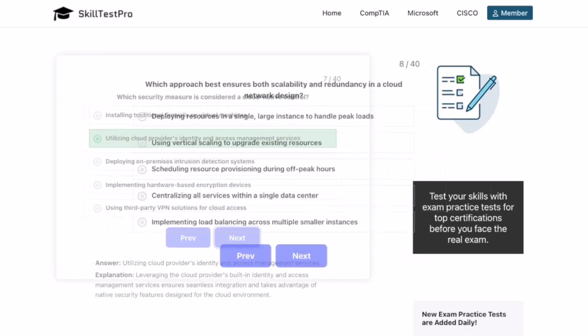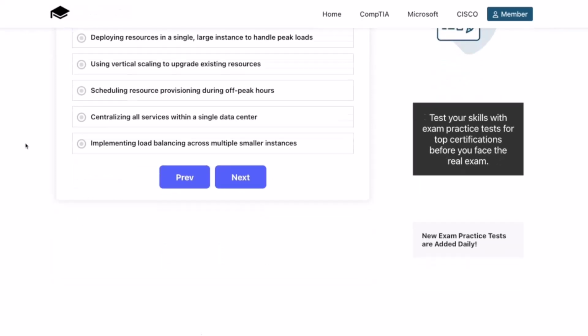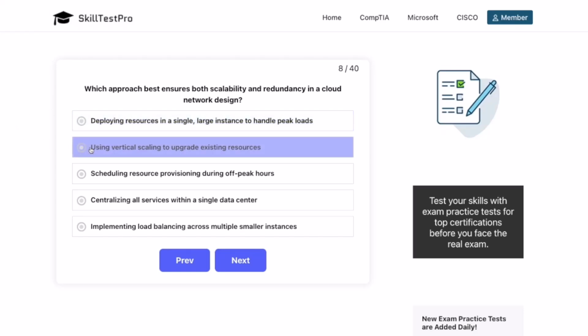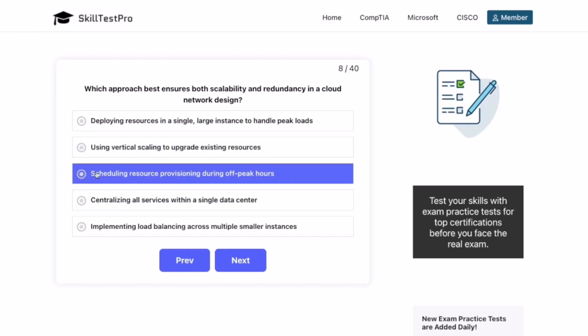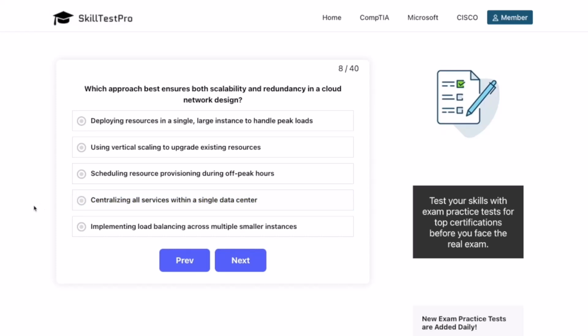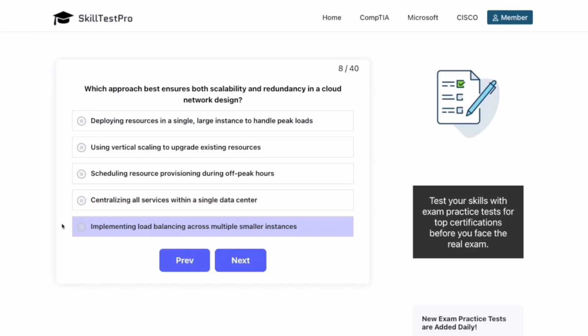All right, question 8. Which approach best ensures both scalability and redundancy in a cloud network design? Deploying resources in a single large instance to handle peak loads? Using vertical scaling to upgrade existing resources? Scheduling resource provisioning during off-peak hours? Centralizing all services within a single data center? Or implementing load balancing across multiple smaller instances?